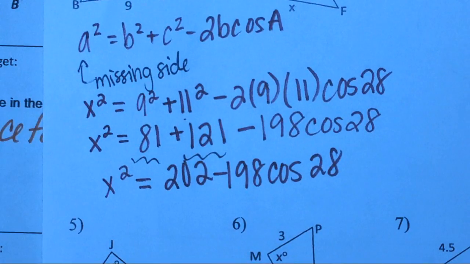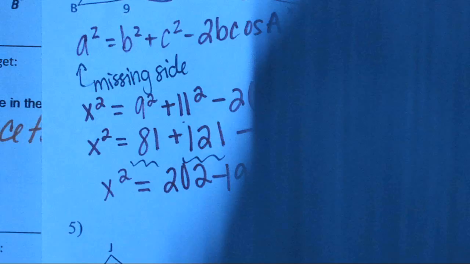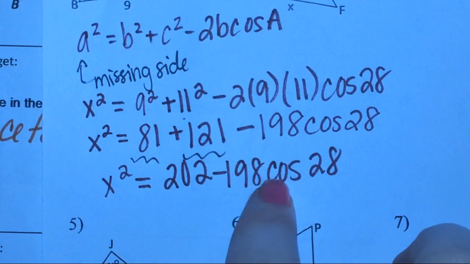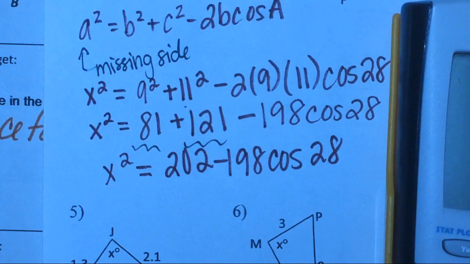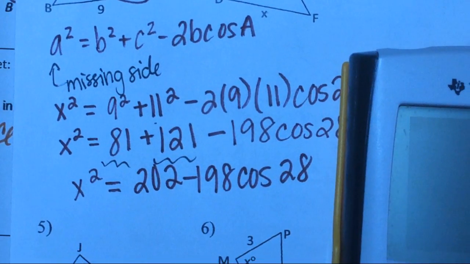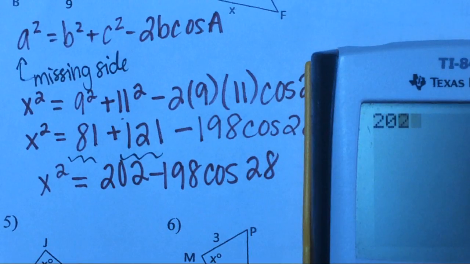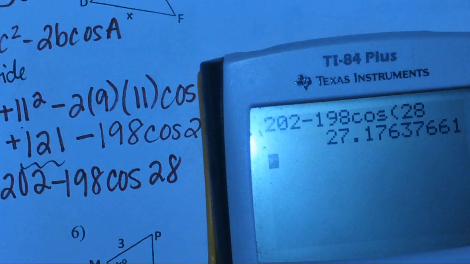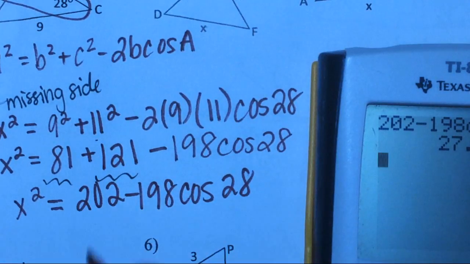Okay, here's where the first major mistake could happen for the day. Toby could think 202 minus 198 is 4 and write 4 cosine 28. You can't do that. This one doesn't have a cosine 28, so they're not like terms, so you can't put them together. You have to type in that entire line, the 202 minus 198 cosine 28, into your calculator. I got 27.176, so I'm going to say that's 27.18.